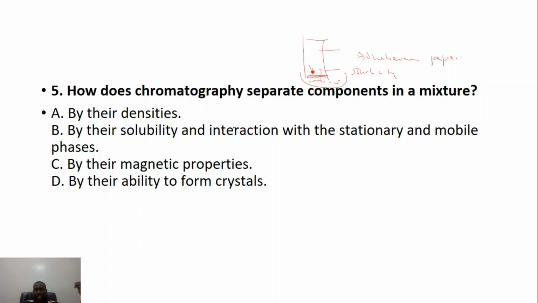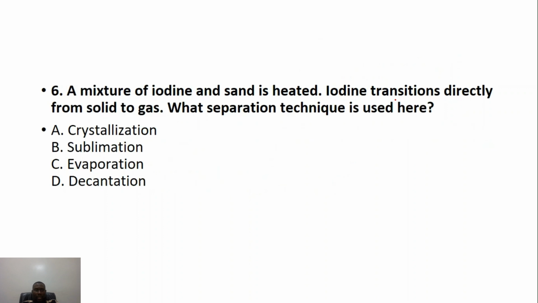B, by their solubility and interaction with the stationary and mobile phase, is correct. By their magnetic properties, this is not correct, because this is used in magnetization. By the ability to form crystals, this is not correct. This is used in crystallization. Next question. A mixture of iodine and sand is heated. Iodine transitions directly from solid to gas. What separation technique is used here? Crystallization, no. In crystallization, usually when a solution is cooled, the solutes crystallize out. Sublimation, yes, because a solid turns directly into gas.